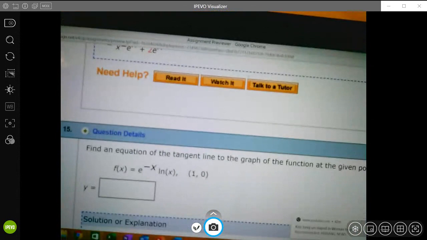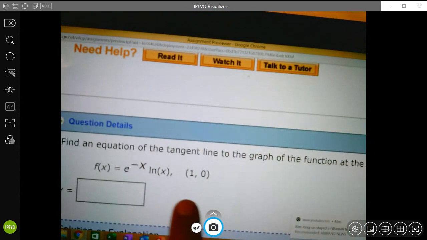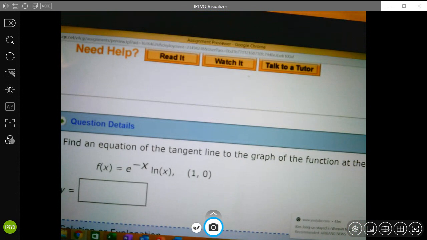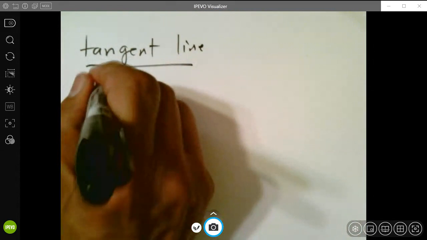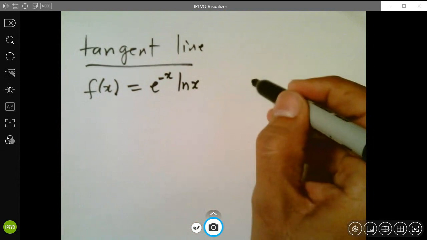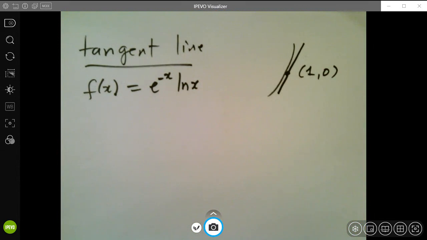Okay, now question 15 is to find the tangent line. Wow, the whole line they are asking. So find the equation of the tangent line. Remember, the slope is just the derivative. This derivative is not that easy. What is the function f of x? And the point we want the tangent at is 1, 0. Why 1, 0? Because ln of 1 is 0.